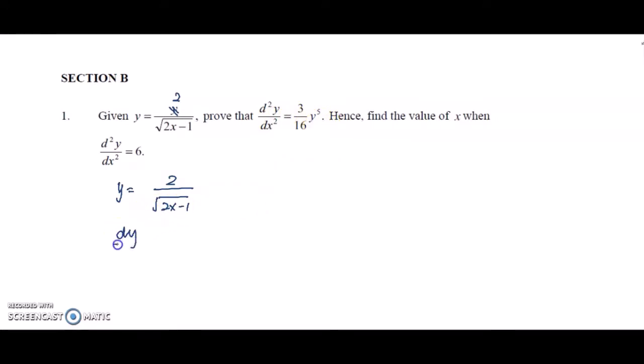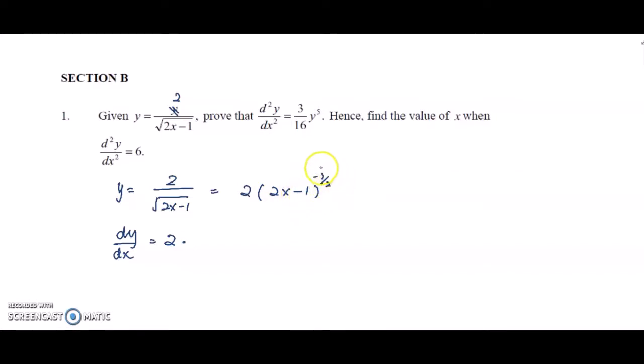First of all, you need to get your dy dx first. To get your dy dx, probably you can change this y into this form, easier for you to differentiate. That is your power of negative 1 over 2. So differentiate, finding the first derivative. You have your coefficient 2, just copy it down. And then to differentiate this, you can treat this as a 2-layer function. First layer is your power of negative 1 over 2. The second layer is 2x minus 1.